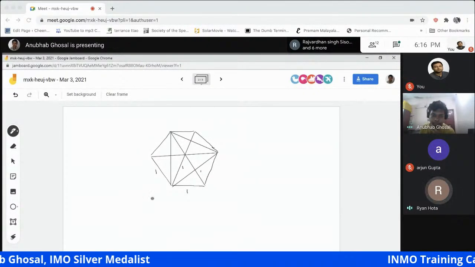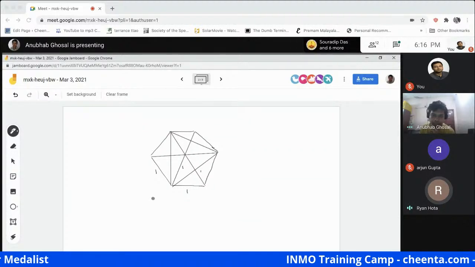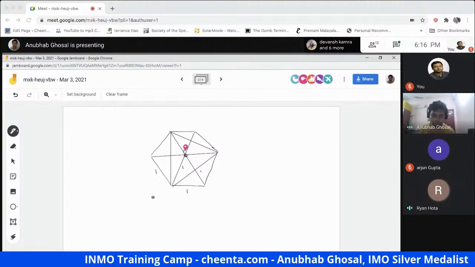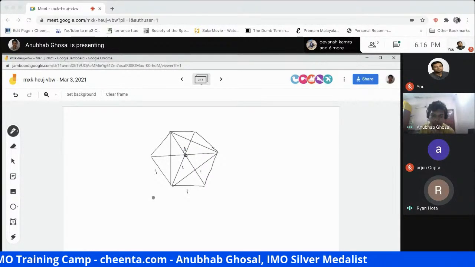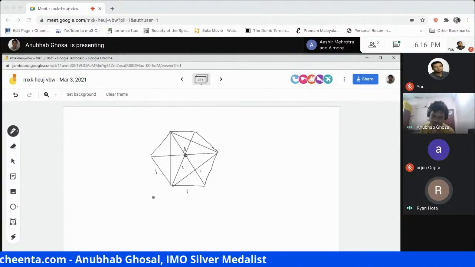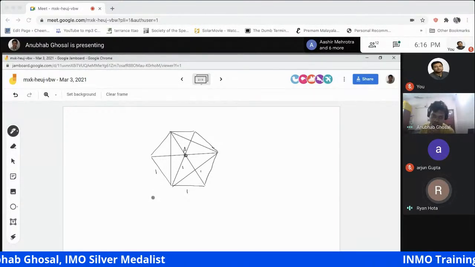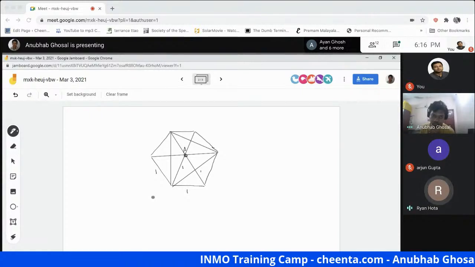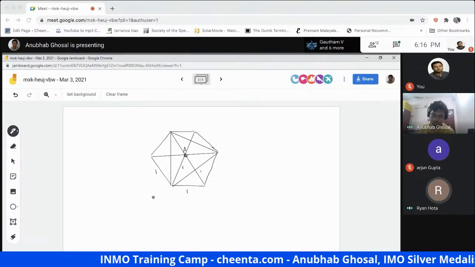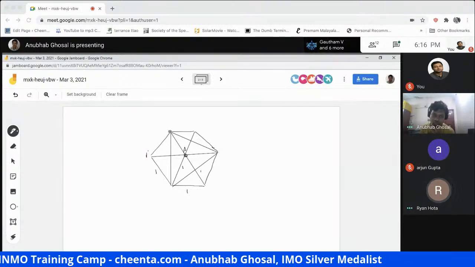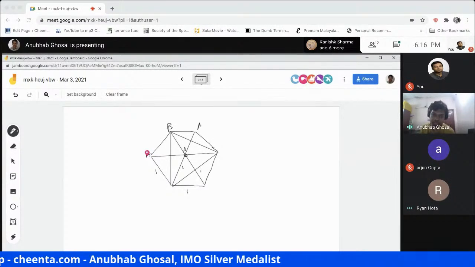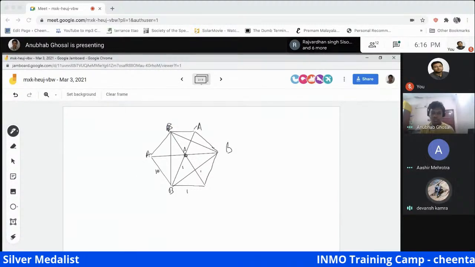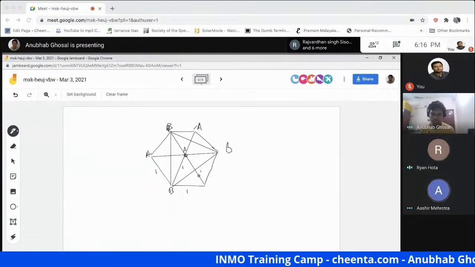So what happens is, let's say the central point has color A. Now, if any two adjacent vertices of the hexagon have the same color, then we are done, right? Right. So, in order not to be done, we need an alternating color pattern. A, B, A, B, like this. So this is A, then this is B, this is A, this is B, and this is again B. Cool. Beautiful solution. Yes.